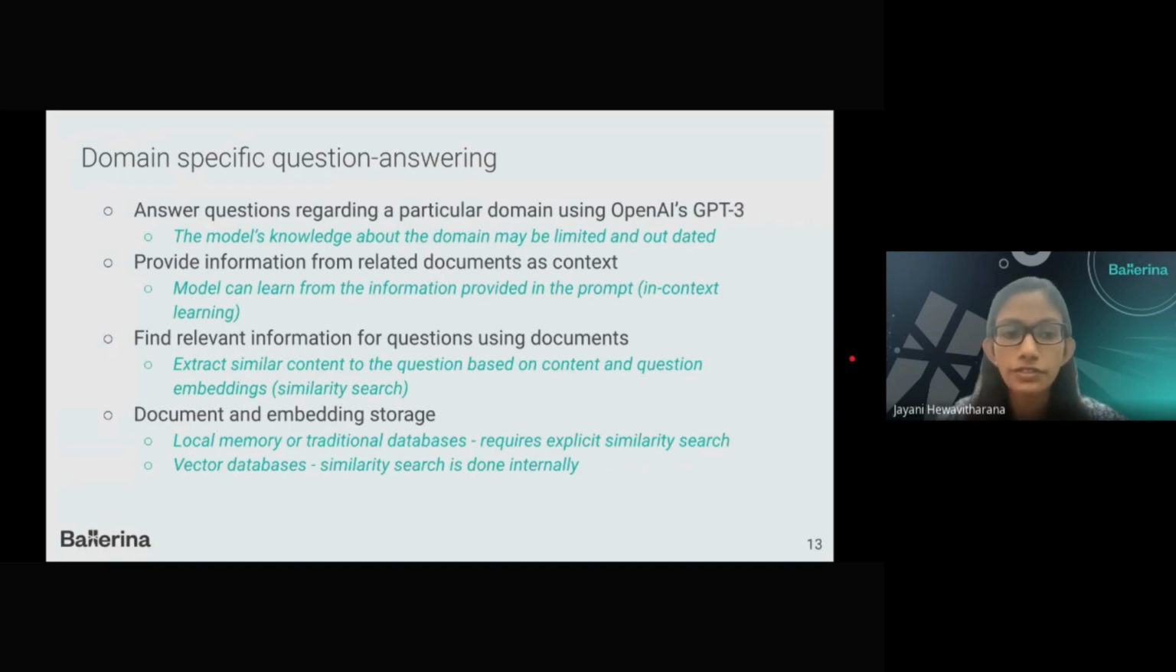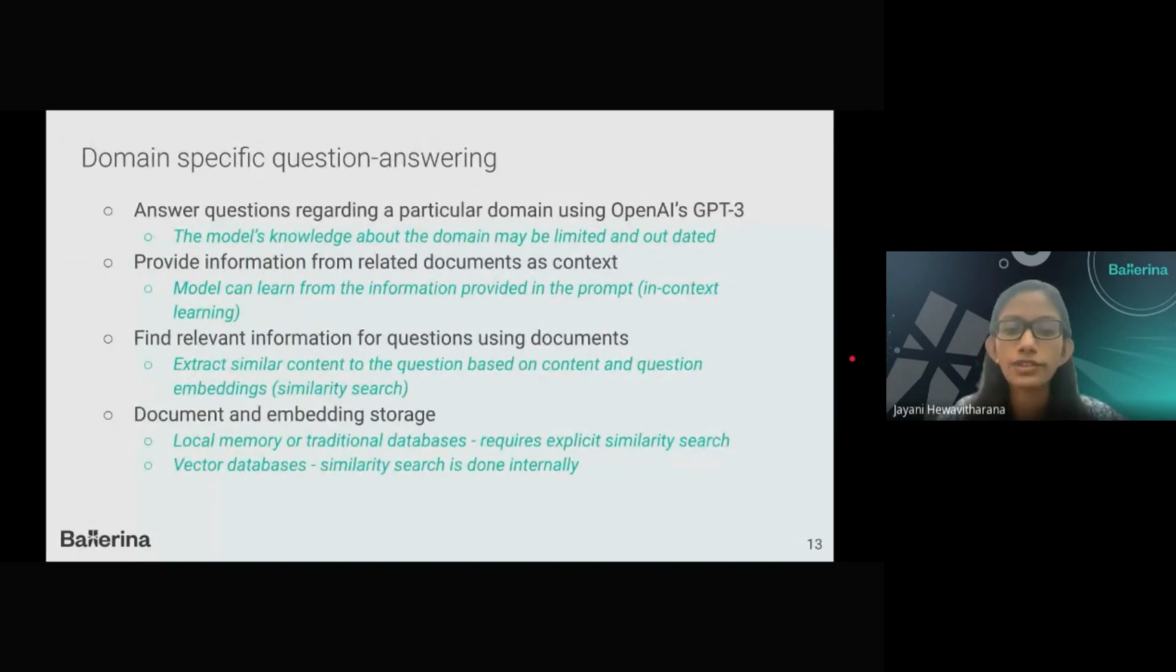And for this, we need to find the relevant information for the questions using whatever documents that we have. To do this, we can do a similarity search. So how this is going to work is we can extract content that is similar to the question by comparing the embedding of the question with the embeddings of the content that we have, and extract the content that has the most similar embeddings.